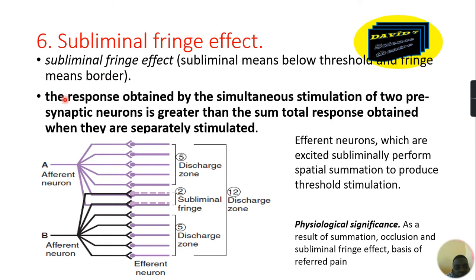All right. So the response obtained by the simultaneous stimulation of two presynaptic neurons is greater than the sum total response obtained when they are separately stimulated. So if you separately stimulate these neurons, you get just 5 and 5. But if you find them in their nature and you stimulate these two neurons, they send collaterals to these regions, and the effect is 12 impulses. This is greater than the sum total response obtained when they are separately stimulated. Let's continue. Number 7 now is facilitation.